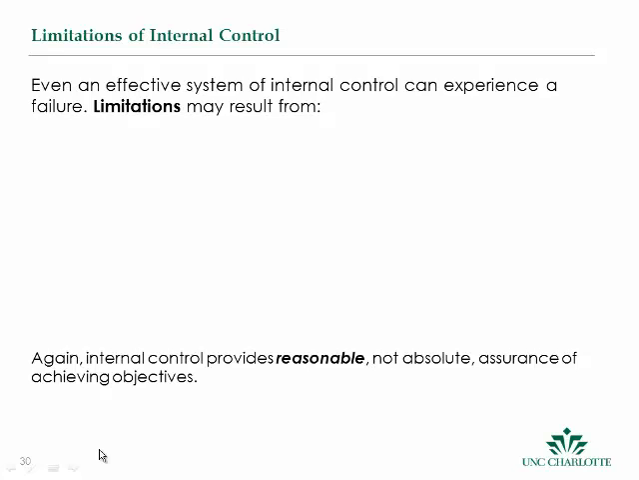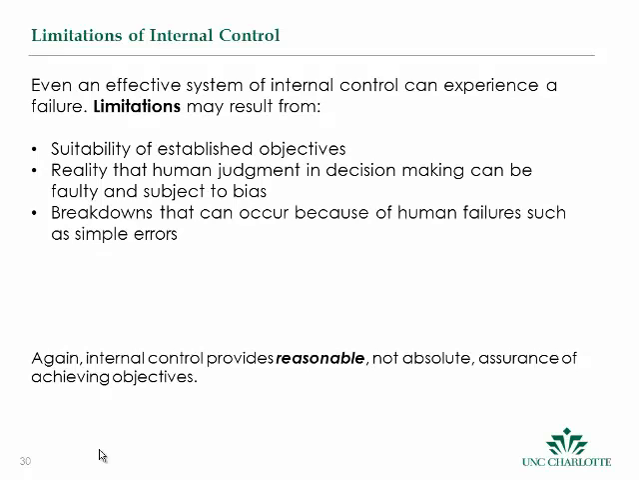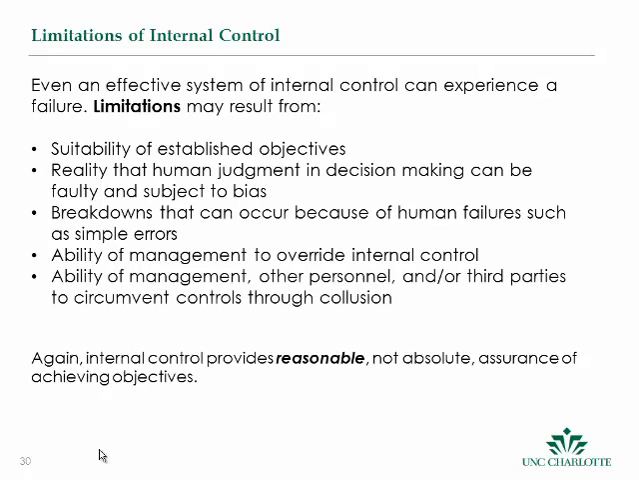Note that even an effective, well-designed system of internal control can experience a failure. Limitations may result from the lack of suitability of established objectives, the reality that human judgment and decision-making can be faulty and subject to bias, breakdowns that can occur because of human failures such as simple errors, the ability of management to override internal controls, the ability of management, other personnel, and/or third parties to circumvent controls through collusion, and external events beyond the university's control. Again, internal control provides reasonable, not absolute, assurance of achieving objectives. The point of internal control is to prevent what is preventable, not to prevent everything. Remember, one of the key components of internal control is risk assessment.